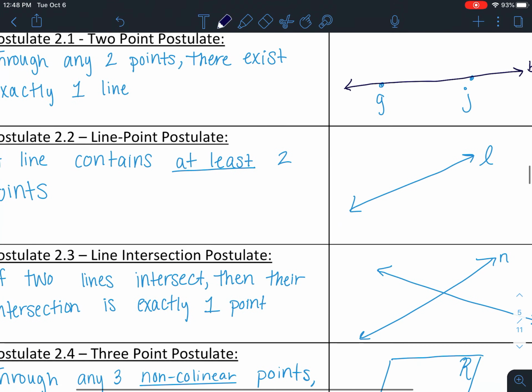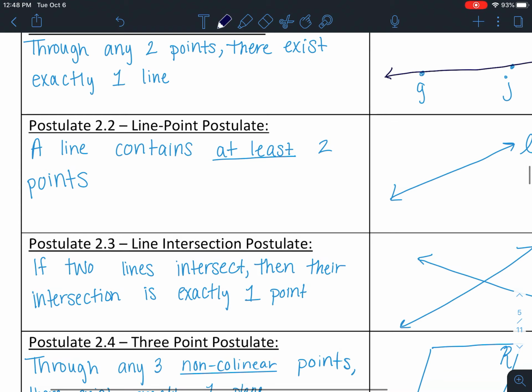Next, we have 2.2, the line point postulate. And this is basically saying the opposite of what 2.1 says. It says any line contains at least 2 points. So, because here's a line, I'm going to label 2 points on my line. We're going to label these, let's see, what's one that never gets used? Q. And I feel like no one ever uses a V.